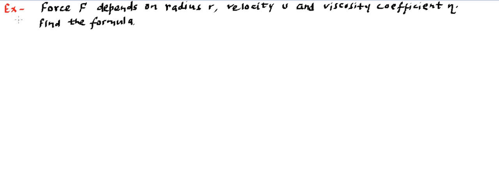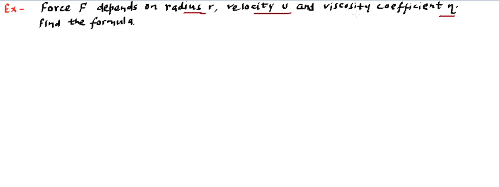So here is another example. That example reads as: force F depends on radius, velocity, and viscosity coefficient eta of a medium, and this radius and velocity are of a spherical object. So there is a spherical object which is moving with velocity v and having a radius r, and that is moving in a medium having viscosity coefficient eta.